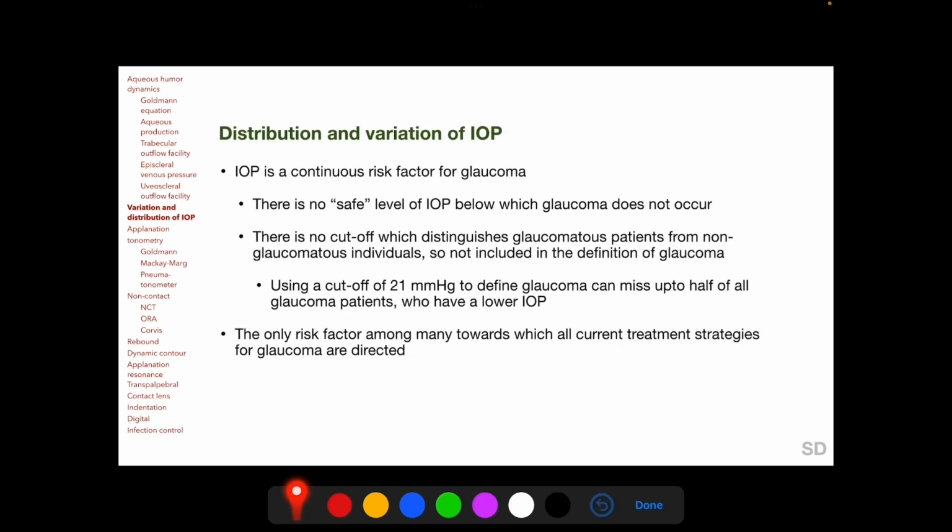As we have discussed in the previous sessions, IOP is a continuous risk factor for glaucoma, and there is no safe level of intraocular pressure below which glaucoma does not occur. And there is no cutoff which distinguishes glaucomatous patients from non-glaucomatous individuals, so intraocular pressure is not included in the definition of glaucoma. And it has been estimated that using an IOP cutoff of 21 mm of mercury to define glaucoma can miss up to half of all glaucoma patients. Even then, intraocular pressure is the only risk factor towards which all currently approved treatment strategies for glaucoma are directed.